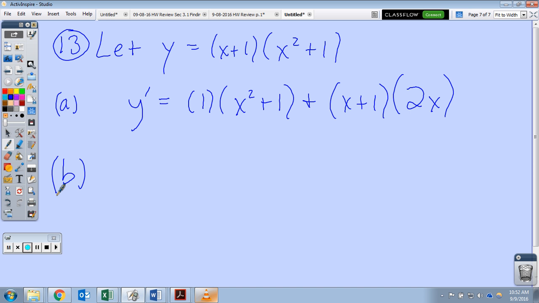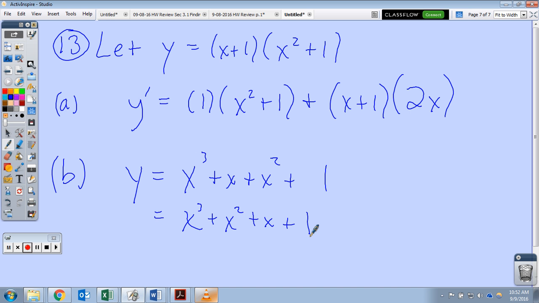So part B, we have by multiplying the factors first. If we multiply the factors first, we would have to FOIL. So x times x squared is x cubed, x times 1 is x, 1 times x squared is x squared, and 1 times 1 is 1. I'd simplify this before I take the derivative, but there are no like terms, so it's ready to go. I'm just going to rearrange it in descending power, because it looks nicer and that's the way it's usually properly written. And then now take the derivative of this.